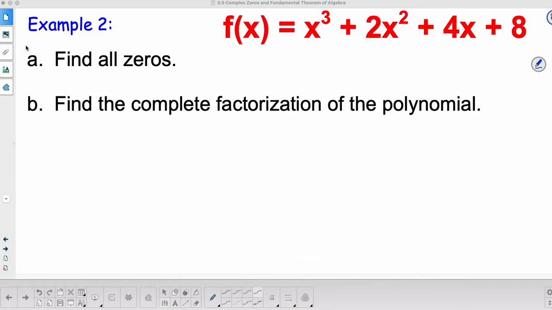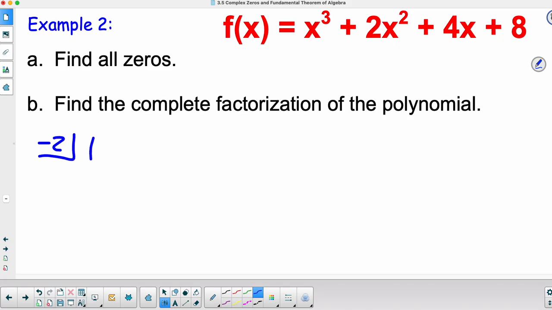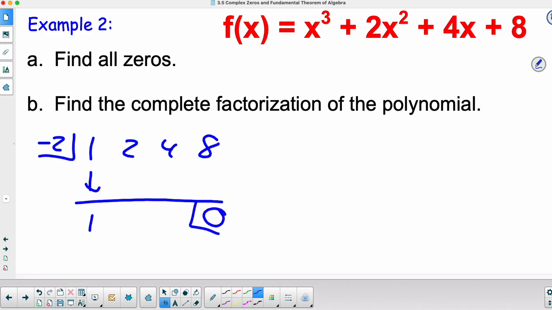The proof in the pudding is, what's true about -2? I should be able to divide it out. Synthetic division is my choice of dividing options. I'm looking for a remainder of 0. Bring down the 1, multiply by -2, add, I get 0. Multiply, I get 0. Add, I get 4. Multiply, I get -8. Do I have a remainder of 0? The answer is yes. So is -2 a zero? Yeah.